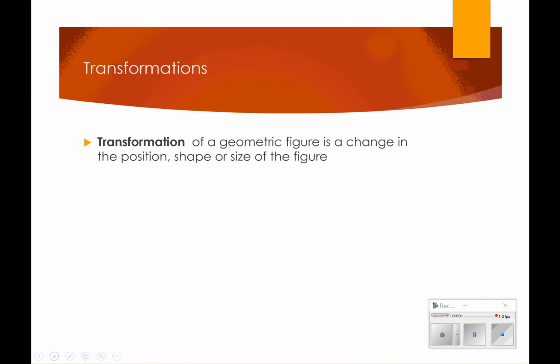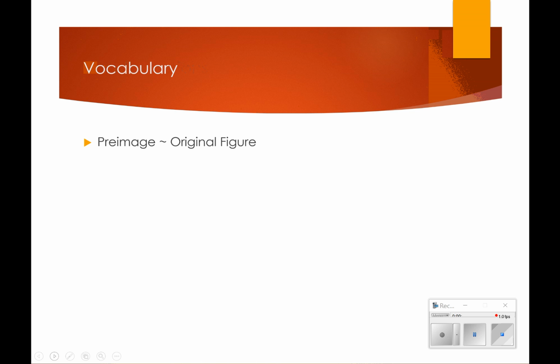So transformation is just taking a geometric figure or any kind of figure, changing its position, its shape, or its size. The 4 different types that we're going to learn about this year are translations, reflections, rotations, and dilations. And you learned these all at one point earlier, but we're going to make them do a little bit more with them. So the first thing you have to know is you have to know the vocabulary.